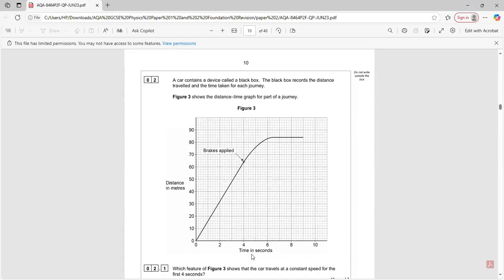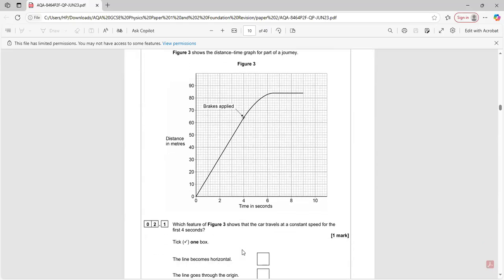All right, so we're moving on. This one is a graph that records the movement of a car. It says a car contains a device called the black box. The black box records the distance traveled and the time taken for each journey. All right. So of course that means we can get the speed of the car from there.